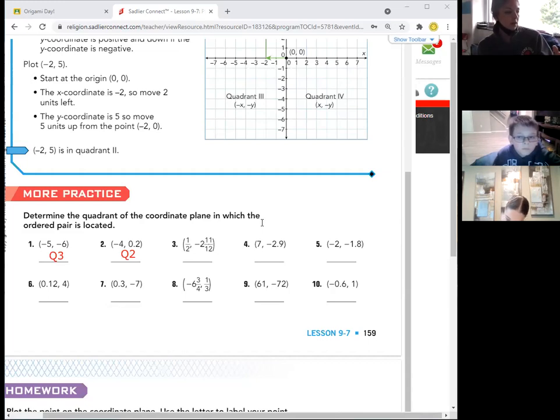Go around through 159, finish identifying what quadrant those points exist in. Go ahead. 1 through 10.